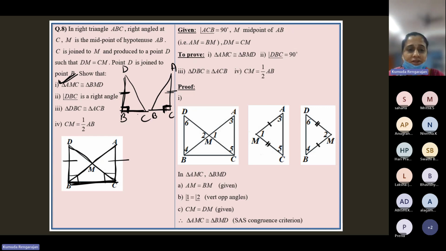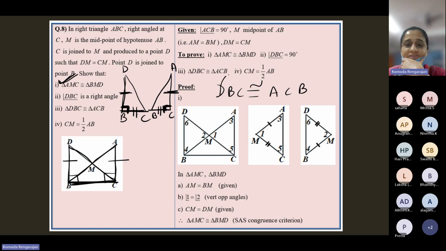Two sides and the included angle. See here, we have mentioned that this side is equal to this side. This is the common side. So these two sides contain this angle and these two sides contain this angle. So by SAS congruency, the two triangles are congruent to each other. So triangle DBC is congruent to triangle ACB, SAS criterion.